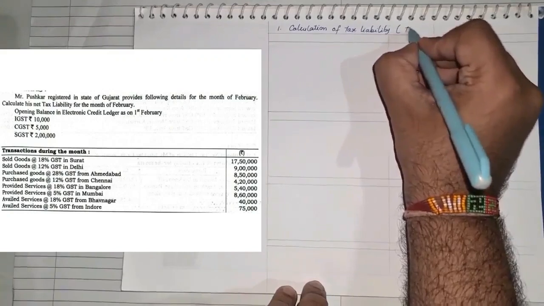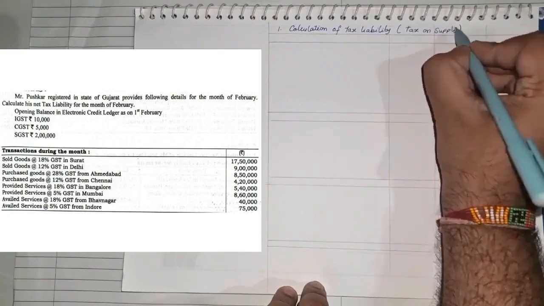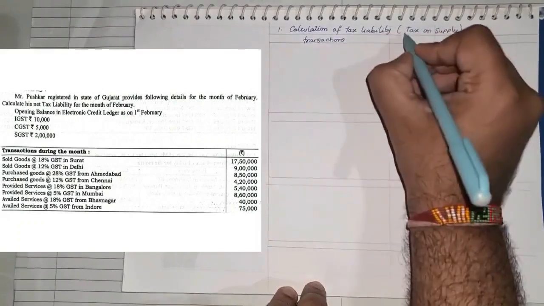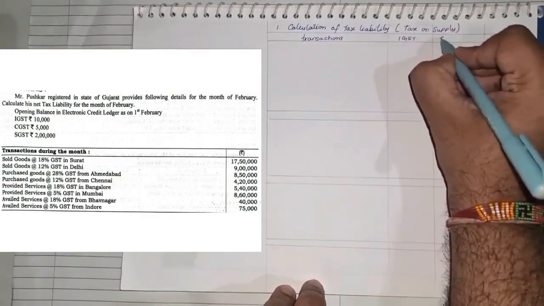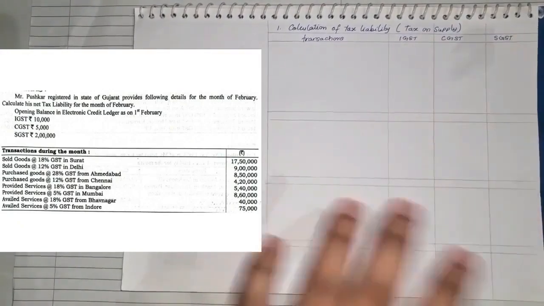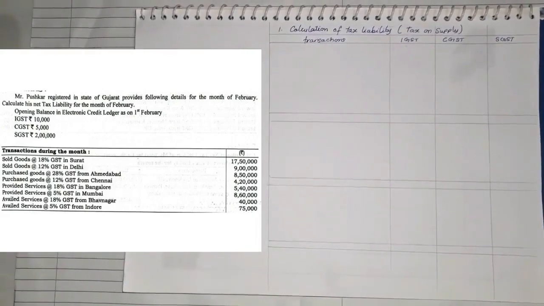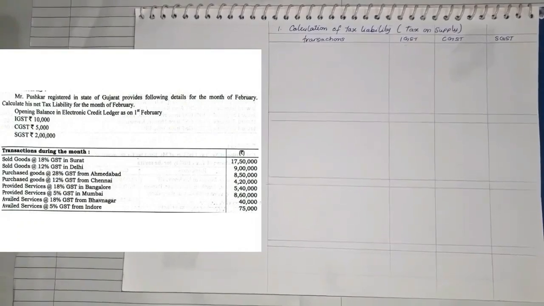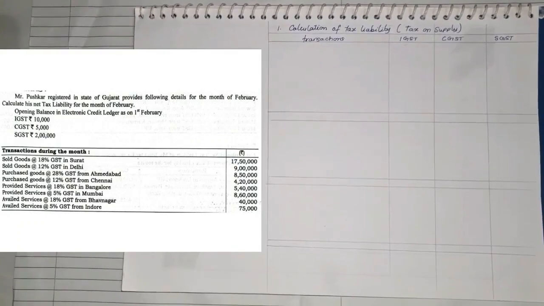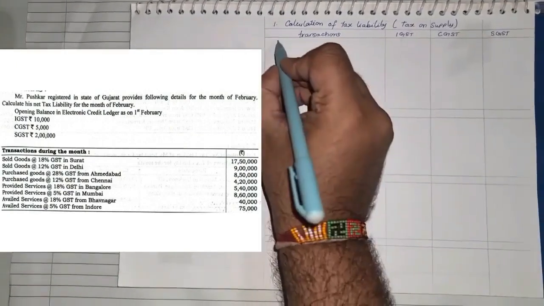This is basically where we are finding tax on supply. We'll have columns as transactions, IGST, CGST and SGST, in the normal way. Now we read the question, each transaction. The very first transaction is sold goods at 18% GST in Surat. Gujarat and Surat are the same state, so your tax will be split into SGST and CGST.